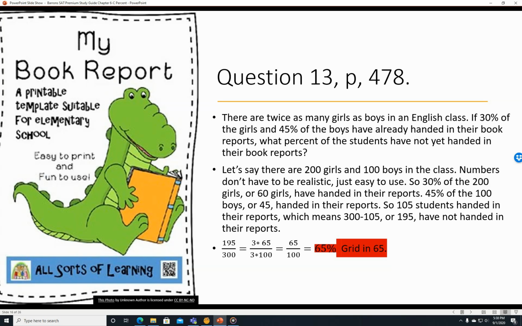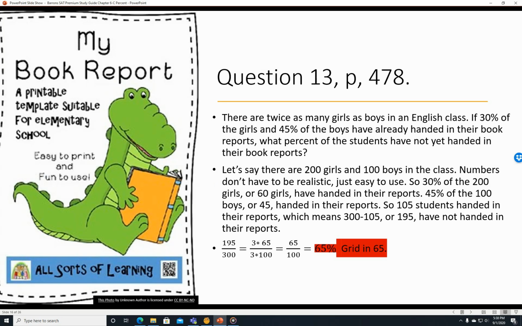Okay, let's say there are 200 girls and 100 boys in the class. The numbers don't have to be realistic. I mean, in a class where you're writing book reports, I assume it's something like elementary school, maybe junior high, middle school, whatever you call it in your school district, but we don't care.